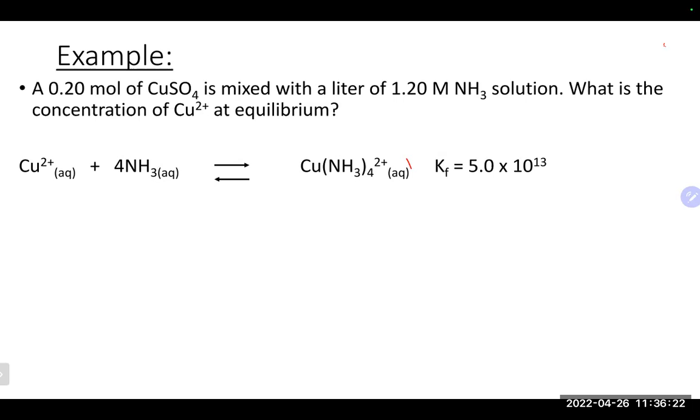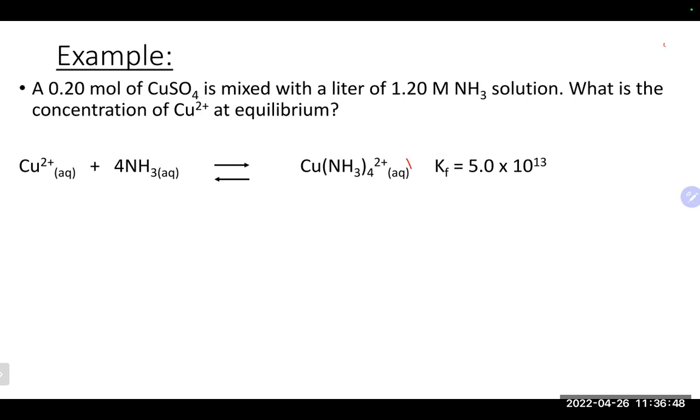Looking at the K values does affect how we work these complex ion problems. It's similar, but a little different in some of the assumptions that we make as we go through. So let's go through this one together and talk about those common things we do when we're dealing with complex ions and KF.